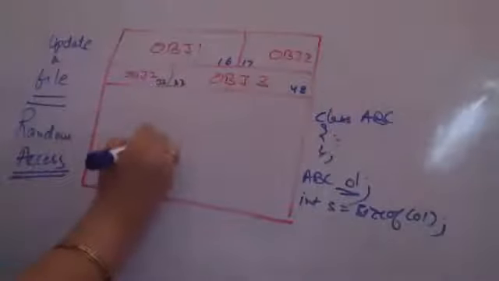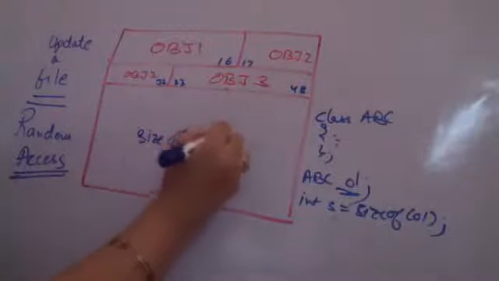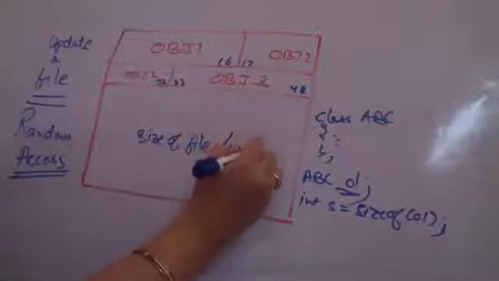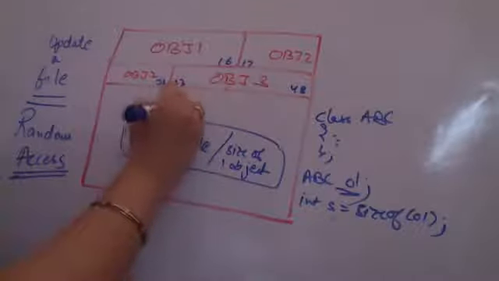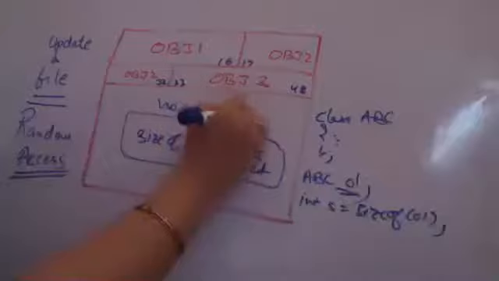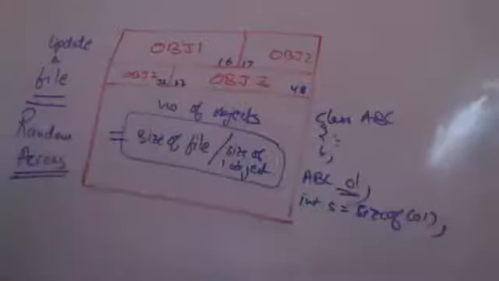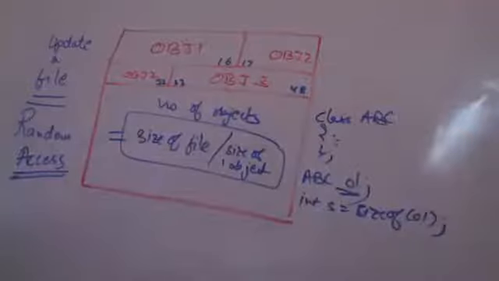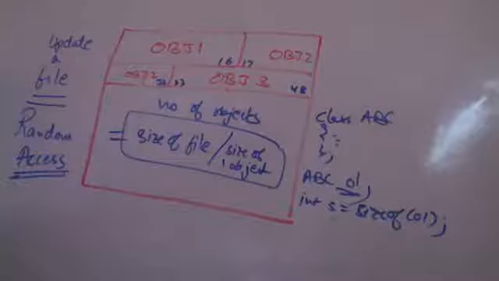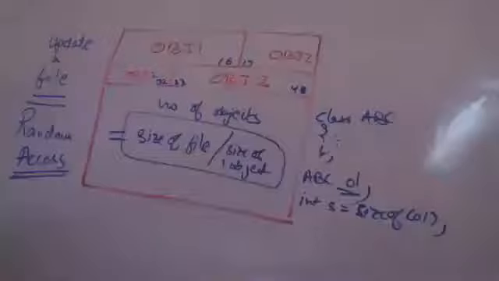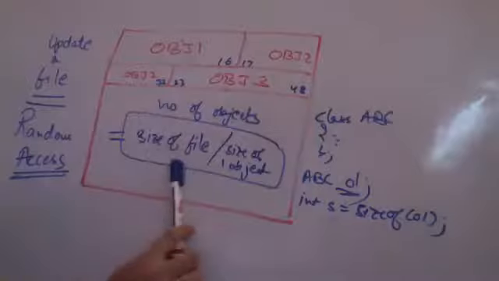Now, if I know the size of the entire file, then size of file divided by size of one object, what will this give me? This will give me the number of objects stored in the file. Supposedly, in a class I had created some file, and now I do not know how many objects were there. I know that only the objects have been saved in the file. I do not know anything else about the file. So I can count the number of objects.